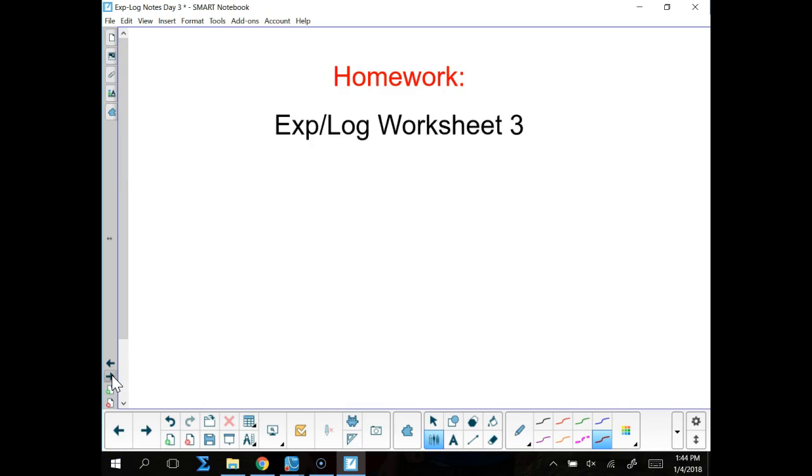Forgot to go on the next slide. So today's worksheet is yellow.